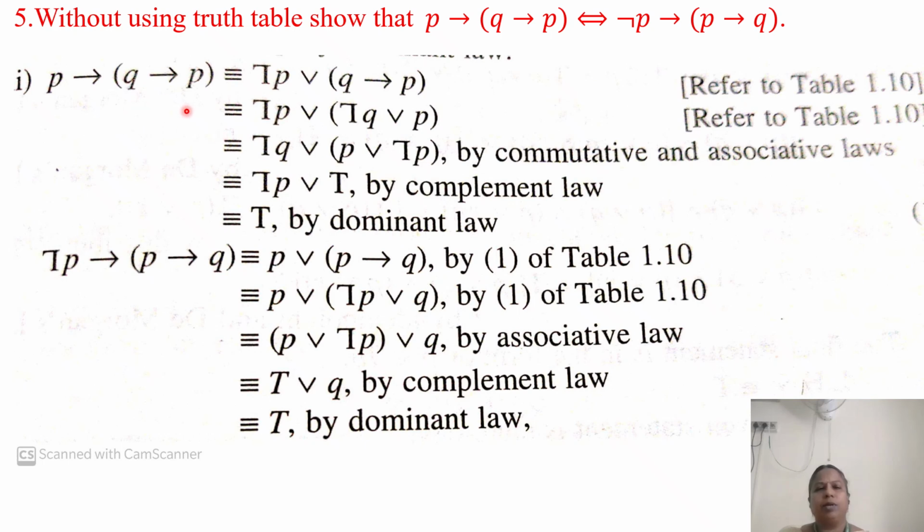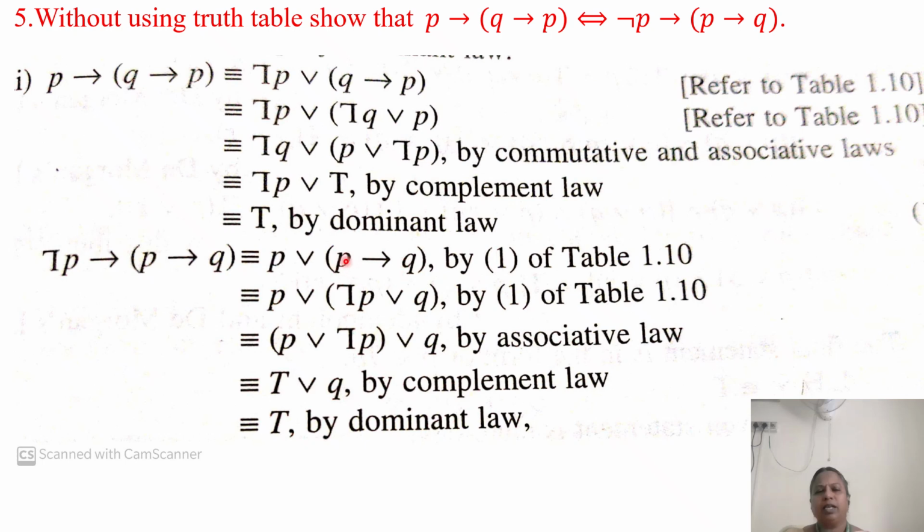Therefore, we see that P conditional Q conditional P is a tautology on the left hand side. Now consider the right hand side, negation P conditional Q. Again apply the equivalence formula for the conditional statement, with a negation here: negation of negation P or P conditional Q.